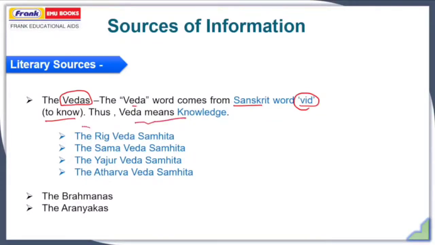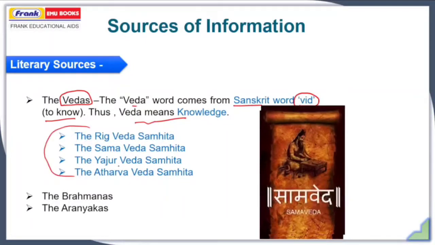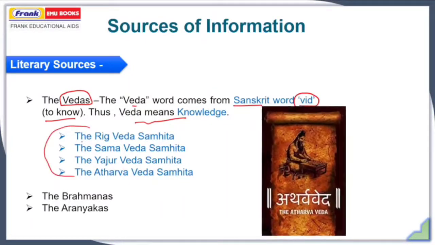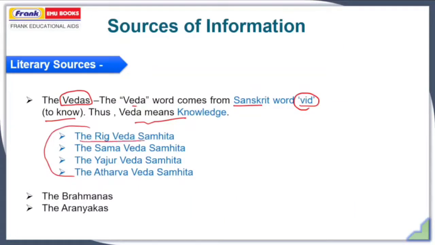Now we have four types of Veda: the Rig Veda, the Sam Veda, the Yajur Veda, and the Atharva Veda. And let me tell you that the Rig Veda Samhita was compiled in the early Vedic period, and the other three Vedas, Sam Veda, Yajur Veda, Atharva Veda, were compiled in the later Vedic civilization. So that is why the early Vedic period is also known as the Rig Vedic period, or Rig Vedic civilization.